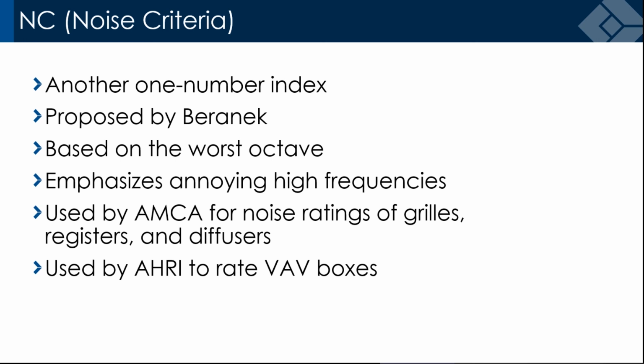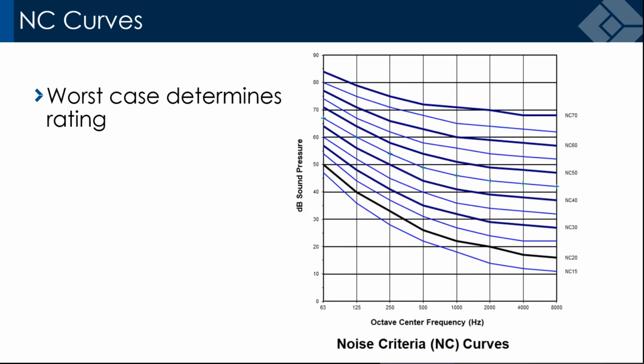So you could be really, really quiet in 7 octave bands and be loud in 1, and you'll get a crappy NC rating because it will annoy people. And it emphasizes the high frequencies because those annoy people most. And it's used by AMCA for ratings of grills, registers, and diffusers. AHRI uses it for VAV boxes. But looking at the curves, the worst spot your noise touches on any one of those curves determines the NC level.